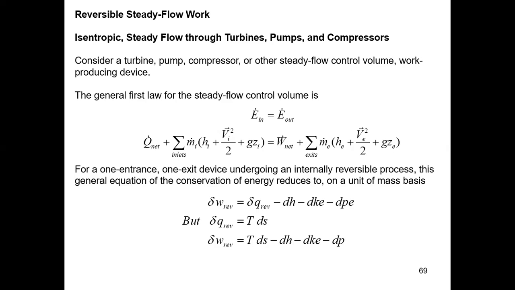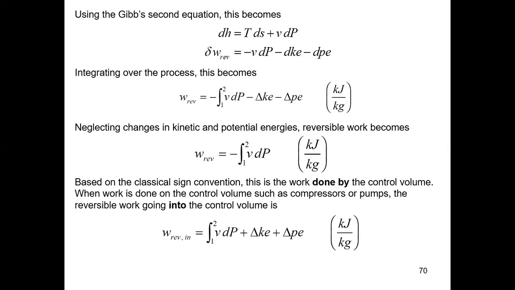For a one-entrance, one-exit device undergoing an internally reversible process, this general equation of conservation of energy reduces, on a unit mass basis, to delta W reversible equals delta Q reversible minus dh minus dke minus dpe. All these are changes: changes in enthalpy, kinetic energy, and potential energy. But delta Q reversible is T ds, where T is the absolute temperature.